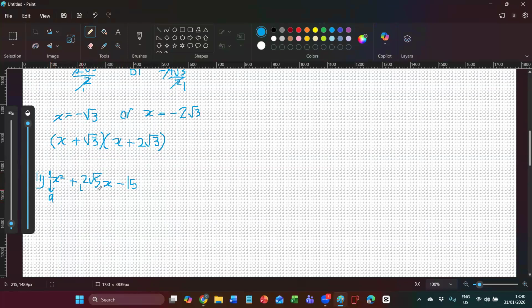My B will be all this, and then take note, we're taking the sign, even though here the sign is positive. And then my C will be all this. This will be my C.